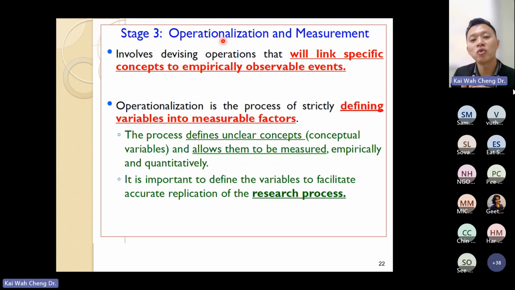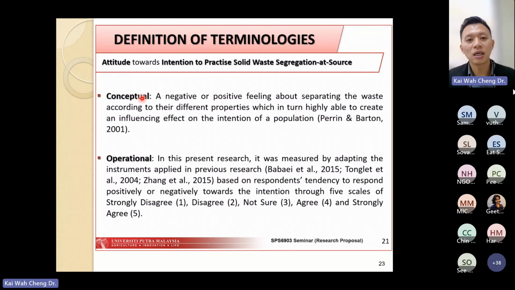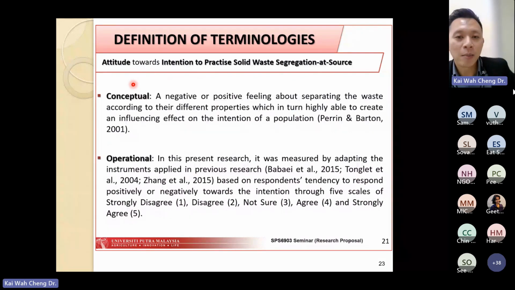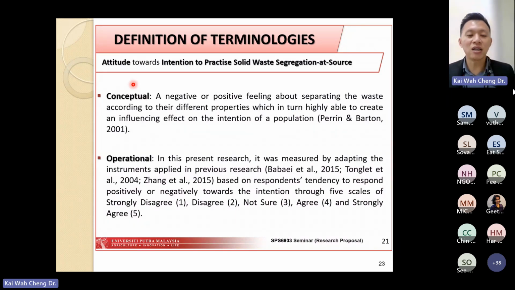Basically, we have two types of operationalization in a social science research. I will show you in the next slide. For example, I got this slide from my PhD Viva Voce slide. In that research, attitude is one of the IVs, and this is the DV for that research. So we need to prepare the conceptualizations of the variable in terms of conceptual and operational. Now let's look at this one.